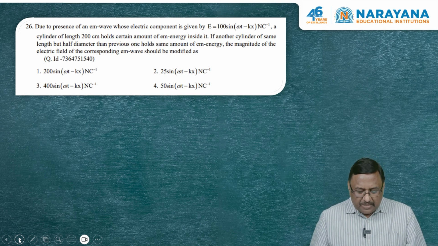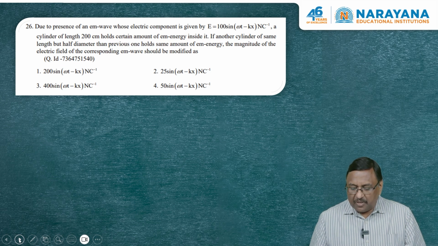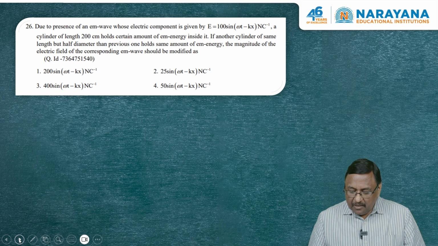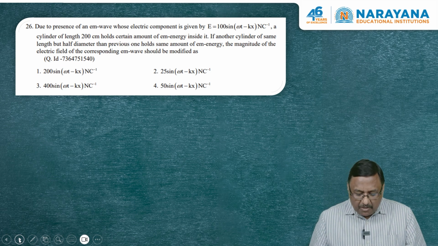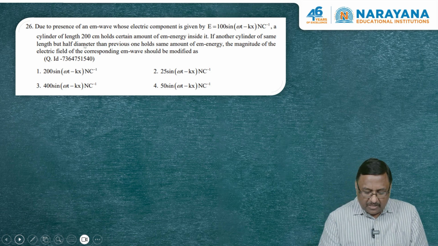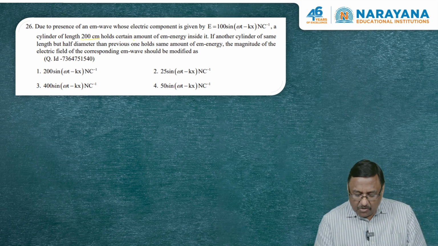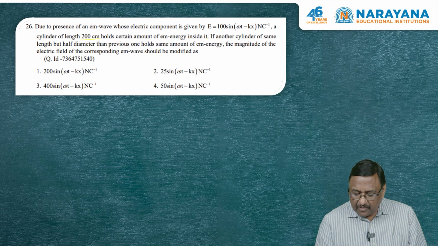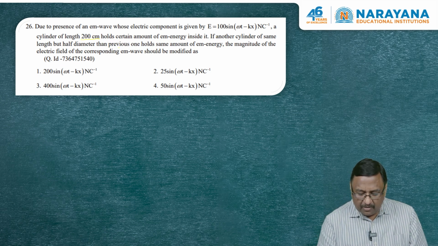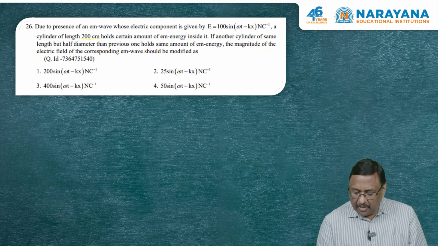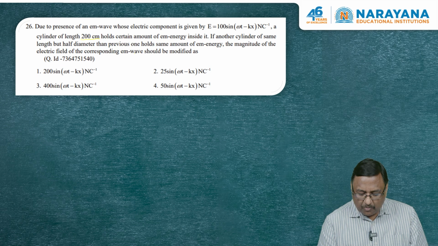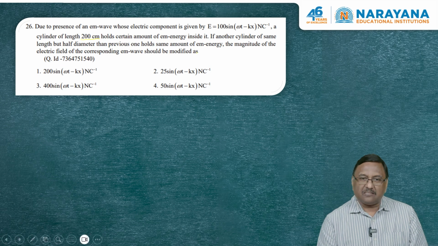As we can see, it is due to presence of an EM wave whose electric component is given by E is equal to 100 sine omega t minus kx Newton per coulomb. A cylinder of length 200 centimeter holds certain amount of energy. First thing is that length is given to us, 200 centimeter. Inside it, total amount of energy is given. If another cylinder of same length but half diameter than the previous one holds same amount of electromagnetic energy, the magnitude of electric field of the corresponding EM wave should be modified as.